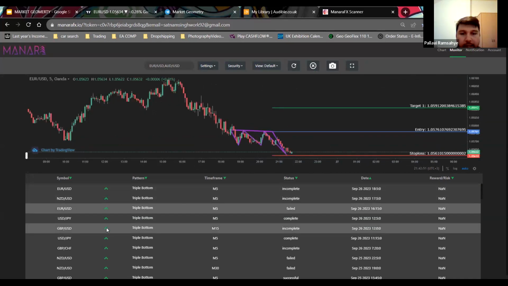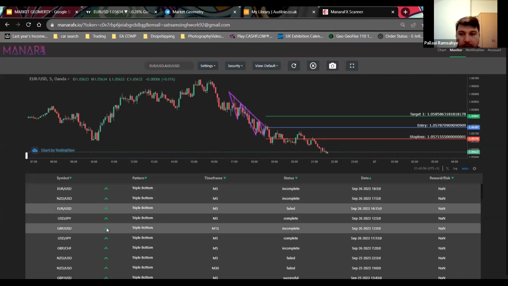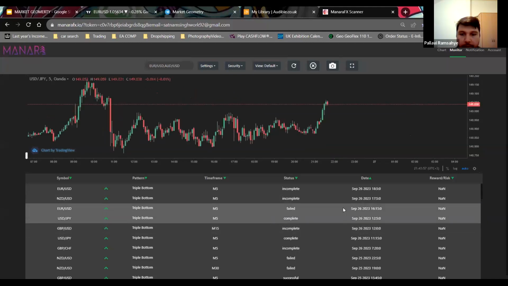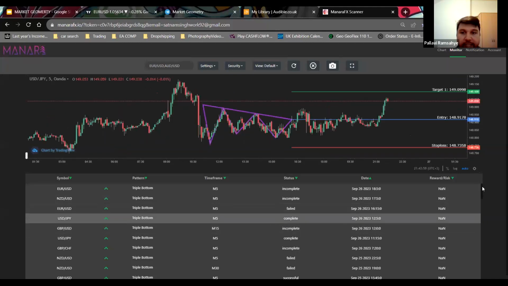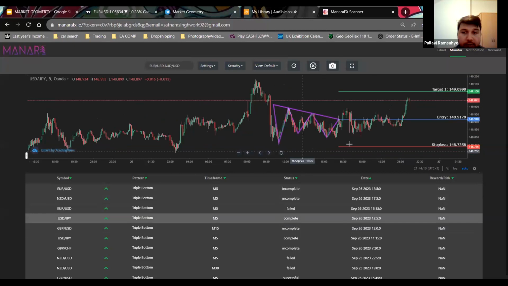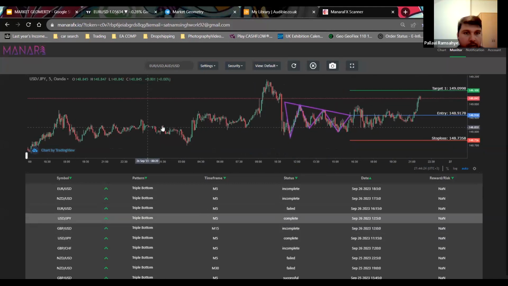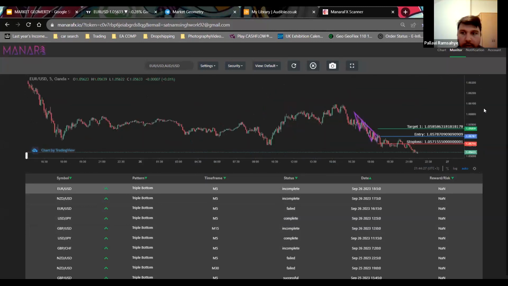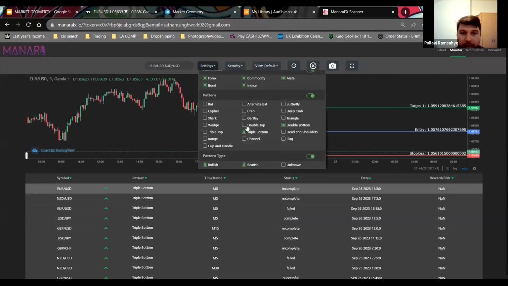With these patterns as well, you can be really picky. You don't need to go into every single trade idea that gets sent out on Monero. You can look at the price action yourself and look at how price is moving and where you would like to enter. You can see here that it's almost hit take profit 1 for the triple bottom. What else is there? I'm going to look for some harmonic patterns.